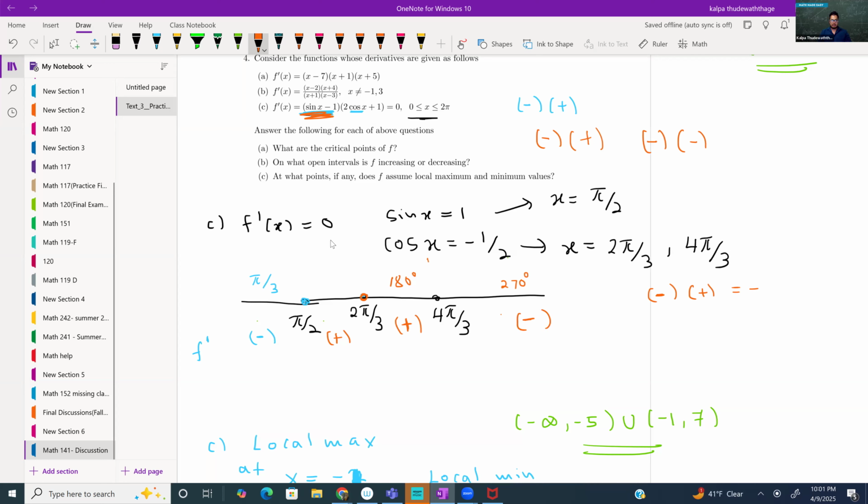Based on that, I can say this is decreasing, then increasing. This is a local min, where it goes from decreasing to increasing. This is a local max. This is the point of inflection at 5 pi over 3.